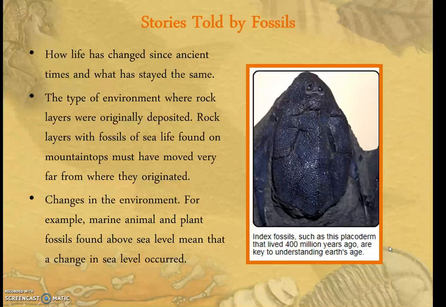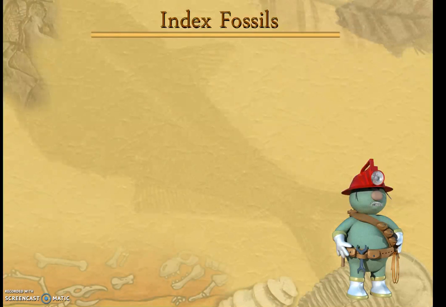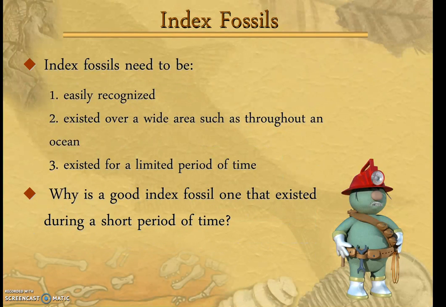So this brings us into index fossils, such as this placoderm that lived 400 million years ago. And we're going to talk now about why index fossils are so important. In order for a fossil to be an index fossil, that fossil needs to be easily recognized, exist over a wide area, such as throughout an entire ocean, but it only existed for a limited period of time.